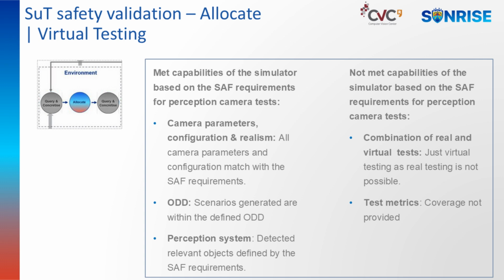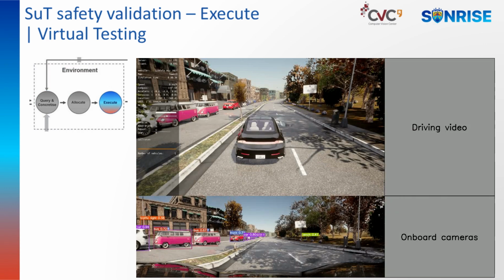In this first demo, the tests were conducted in simulation due to the lack of real-world testing grounds. Thus, combining real and virtual tests wasn't possible. However, the camera setup fully complies with the SAF specifications. A photorealistic renderer simulates real-world camera behavior. All requirements related to the perception system and ODD were verified using the simulation framework.